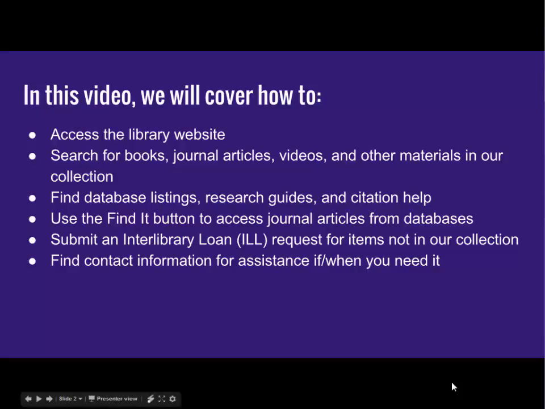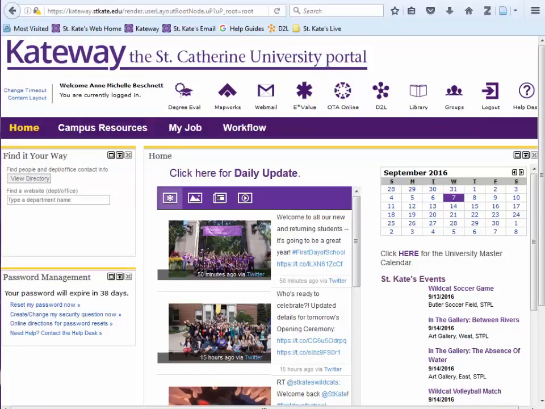In this brief video, I'll show you the basics of navigating the library website to find the resources that might be useful for you during your time here at St. Kate's. I will cover how to access the library website, search for books, journal articles, videos, and other materials in our collection, find database listings, research guides, and citation help, use the Find It button to access journal articles from databases, submit an interlibrary loan request for items not in our collection, and find contact information for assistance if or when you need it.